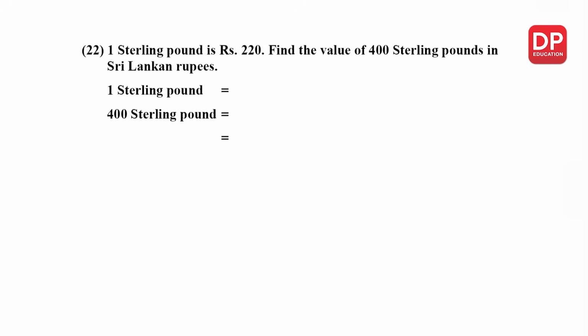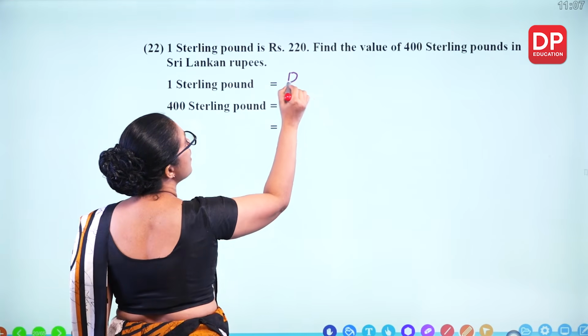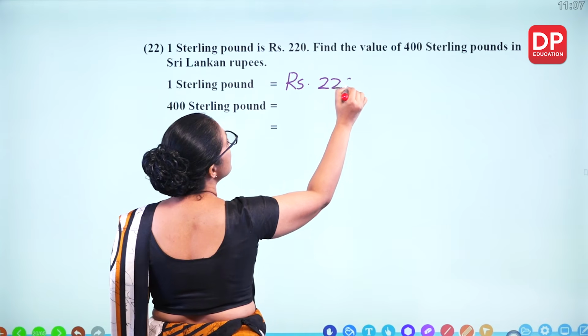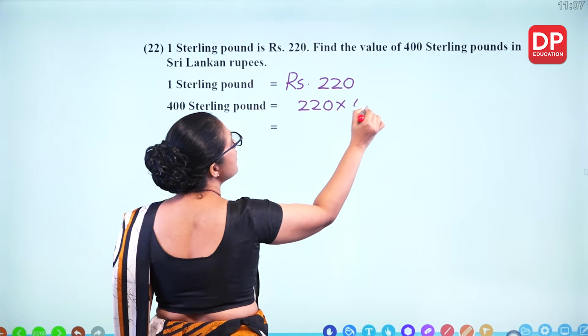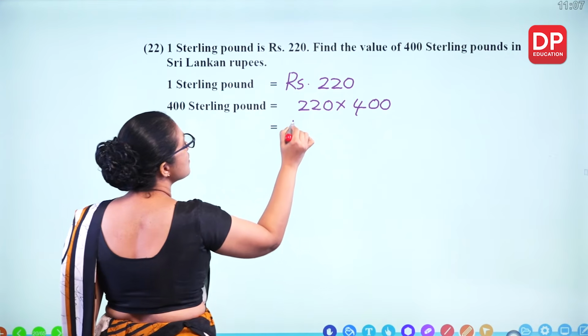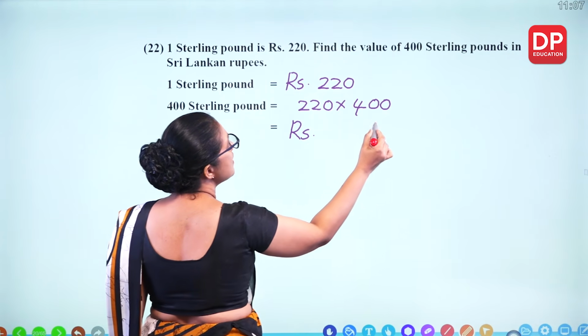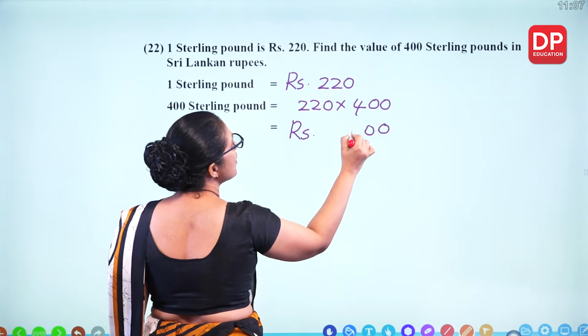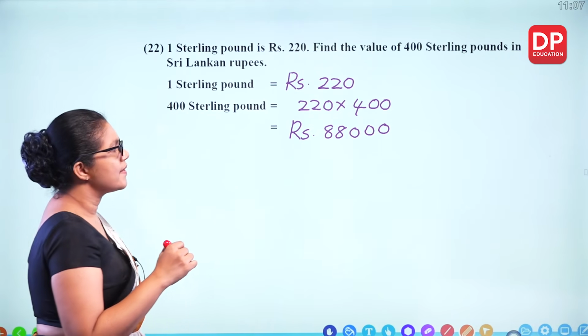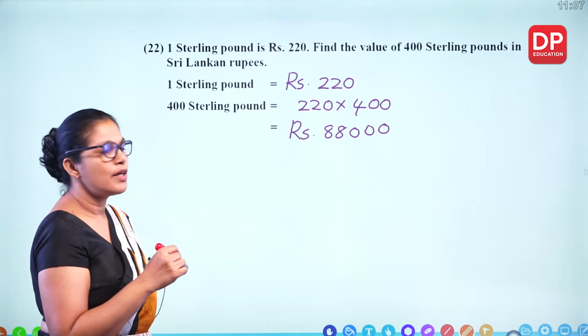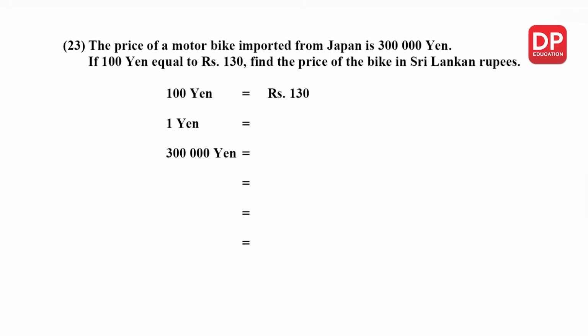1 sterling pound is 220 rupees. Find the value of 400 sterling pounds in Sri Lankan rupees. So this is 1 is 220. So 400, that means you just multiply by 400. So this is in Sri Lankan rupees. 0, 0, another 0, and 88. 4 times 2, that's 8. 88,000 rupees.